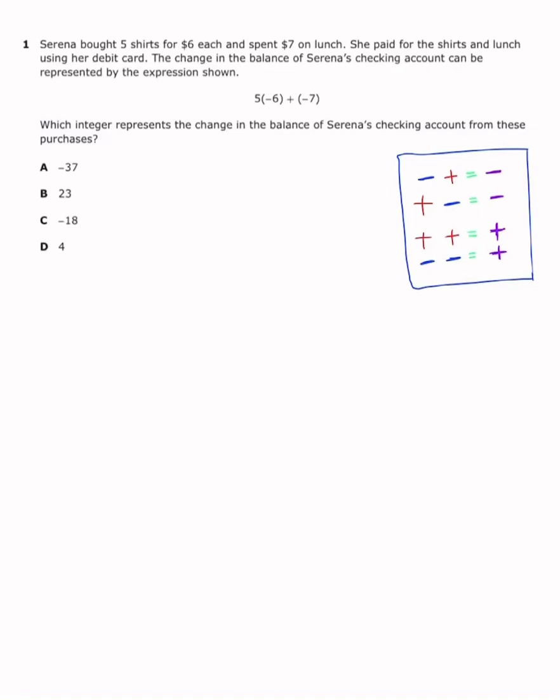Serena bought 5 shirts for $6 each and spent $7 on lunch. She paid for the shirts and lunch using her debit card. The change in the balance of Serena's checking account can be represented by the expression shown. Basically, whatever's described in this paragraph can be expressed in this expression. And they're asking which integer represents the change in the balance of Serena's checking account from these purchases.